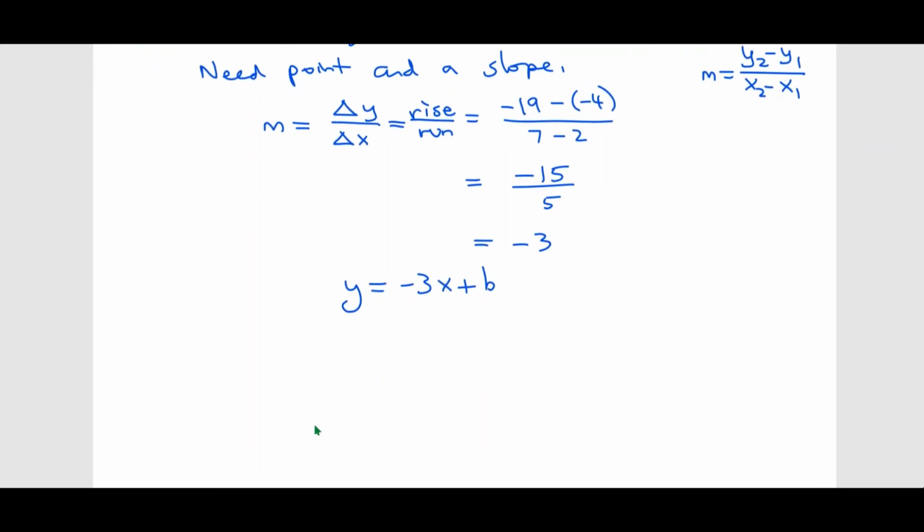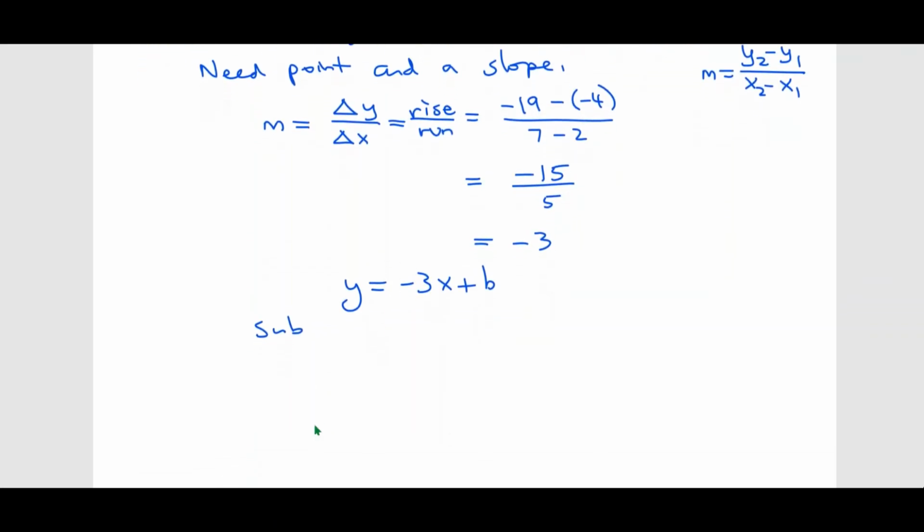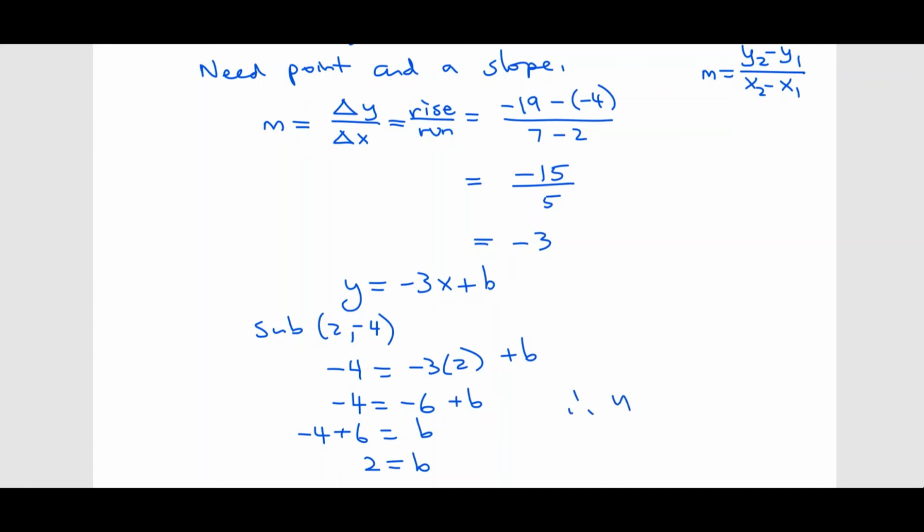That's okay, because I can sub one of the points. And let's pick which point we like better. Well, I'll go for the first one. Numbers are smaller. Sub 2, -4. The -4 is the y. The 2 is the x. And now I can solve for b. -4 equals -6 plus b. Add 6 to both sides. And I get b is 2. So therefore, my final answer, y equals -3x plus 2.